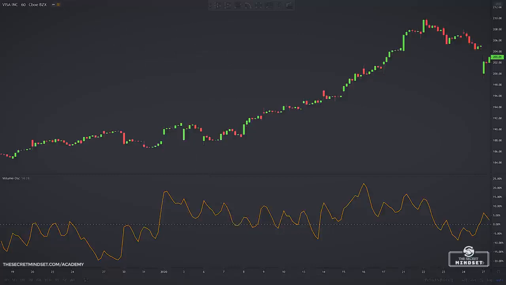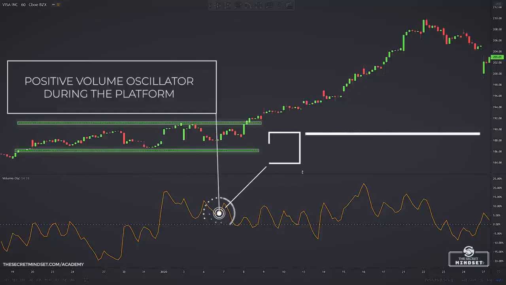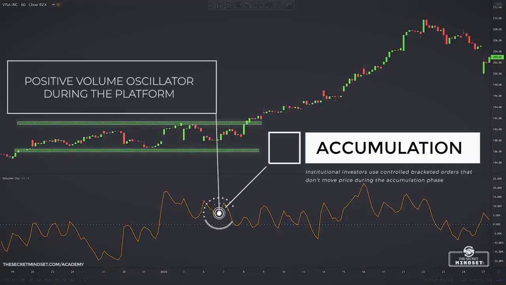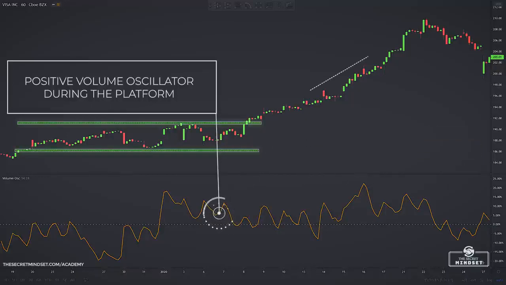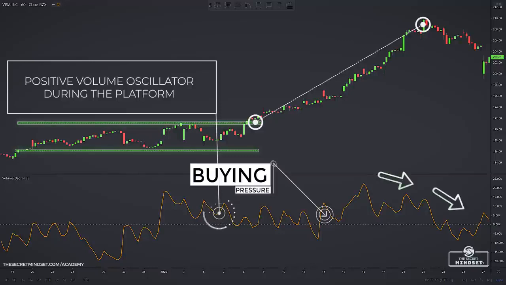This chart shows a spike on the volume oscillator during a platform and prior to the move up. This is an indication of heavy institutional investor activity that tend to use controlled bracketed orders that don't move price during the accumulation phase. As the stock moves up, the volume oscillator hovers around its center line, indicating steady, consistent volume activity, until the volume oscillator suddenly forms a divergence with price just prior to the topping price action.